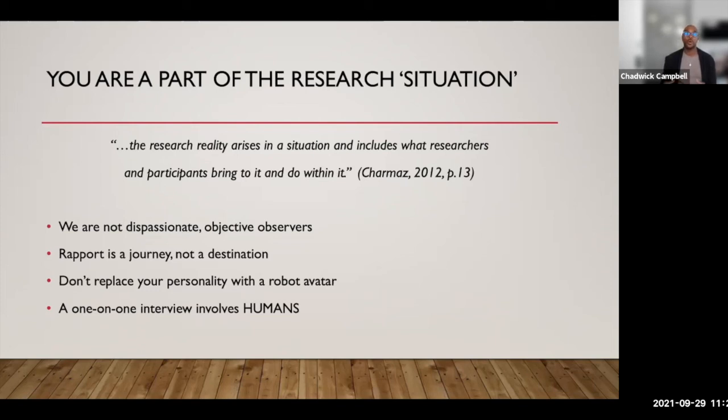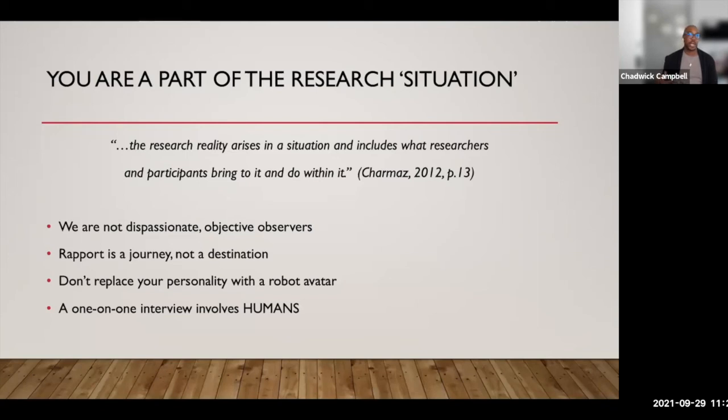So the tone of the interview, the nature of it, what biases you might have, what knowledge or experiences you might have, those things are all swirling around in your head and in your body. And so you have to recognize that you are coming into this situation and you are a part of what shapes it and what you get out of it.